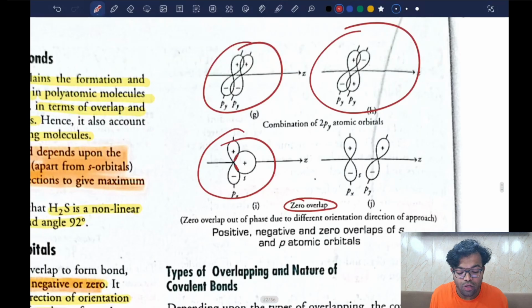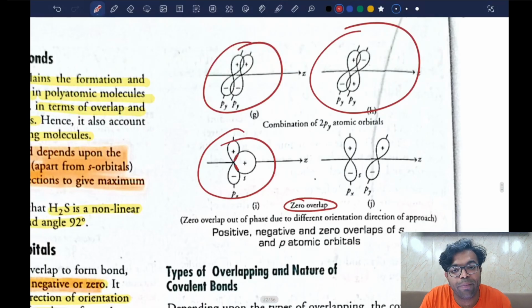Clear? Now, you can ask me, why do the px and the py never overlap each other? The px of one and the py of the other cannot overlap each other because their orientations are different. Px looks like this and py looks like this. The only place where they both meet is the center, and in the center there are no electrons to begin with. Therefore, you cannot have a sideways or a head-on overlap between two orientations of the p orbital. The py and the py can overlap. The pz and the pz can overlap. The px and the px can overlap, but two different directions cannot overlap. Understood?